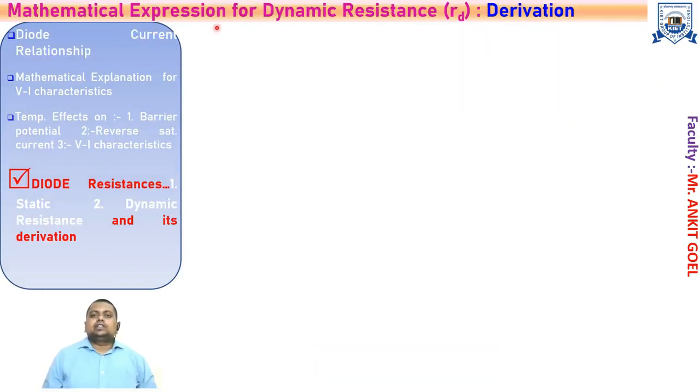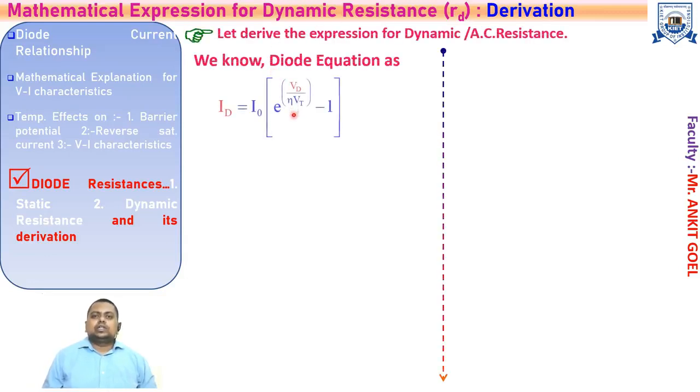Let's derive the mathematical relation for the dynamic resistance using the diode equation. We already know the diode equation is given as ID equals I naught e raised to the power Vd upon eta Vt minus 1, where I naught denotes the reverse saturation current, Vd denotes the voltage across the diode, and eta denotes the semiconductor constant, which is 1 for germanium and 2 for silicon. Vt denotes the thermal voltage, given as Vt equals kT by q, where k is the Boltzmann constant, T is the absolute temperature, and q is the electronic charge. The value of the thermal voltage at room temperature is 26 millivolt.